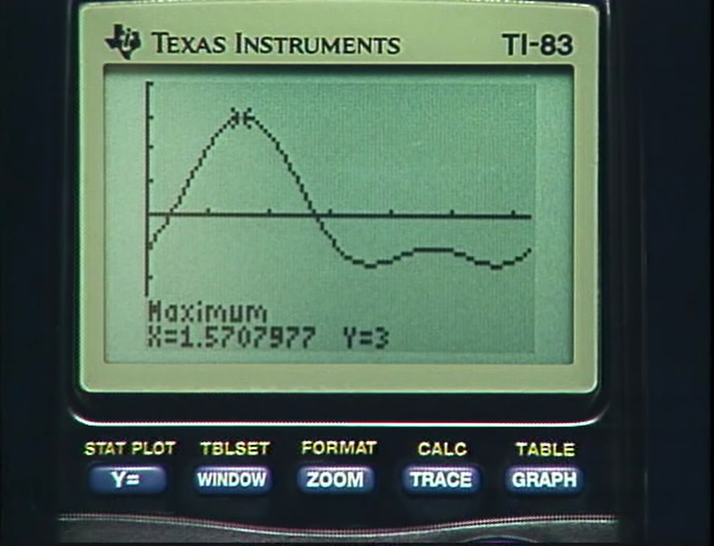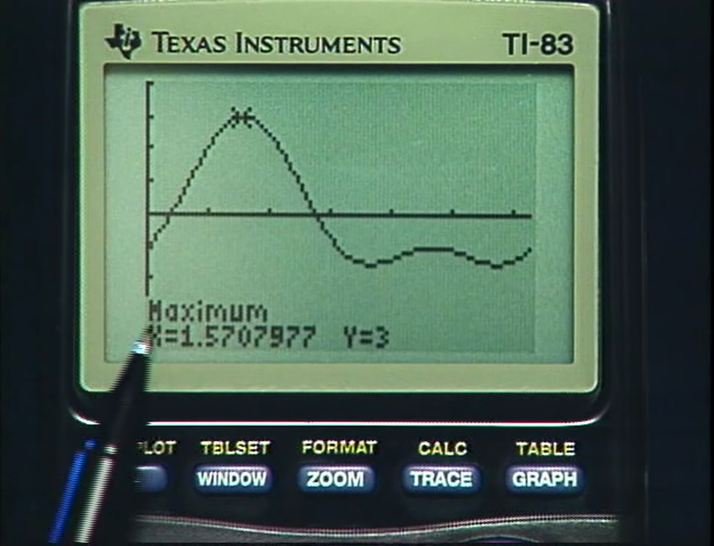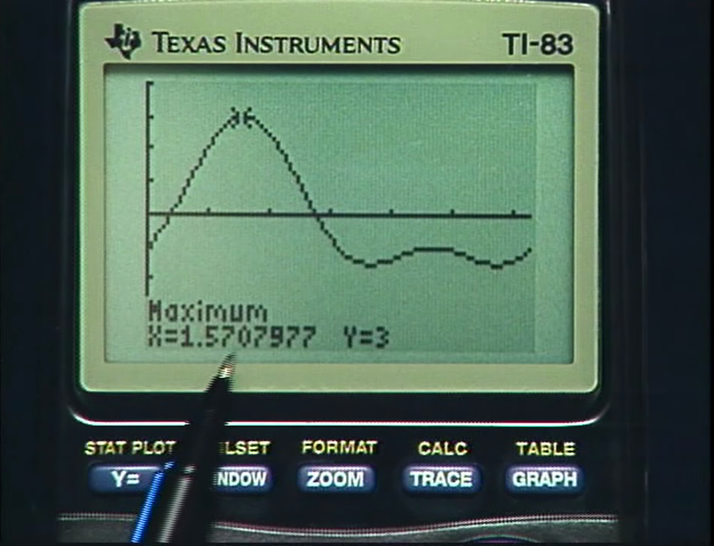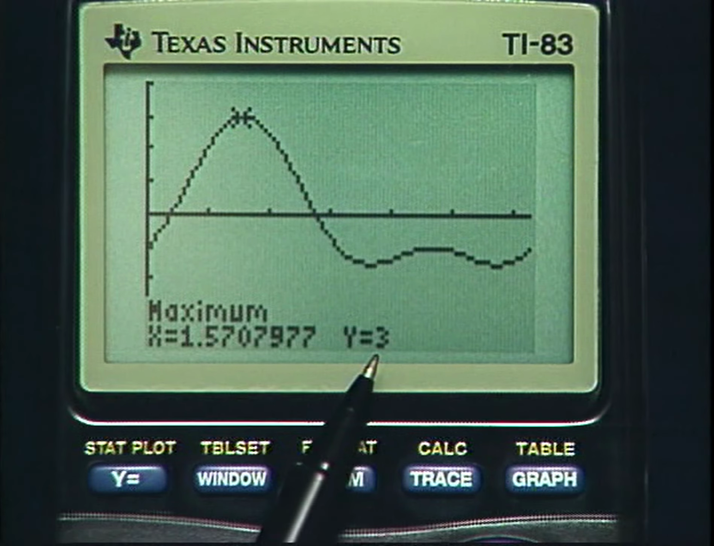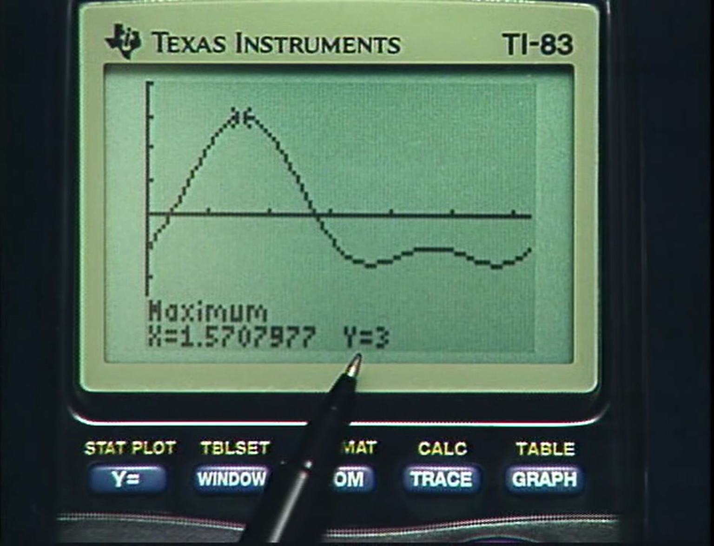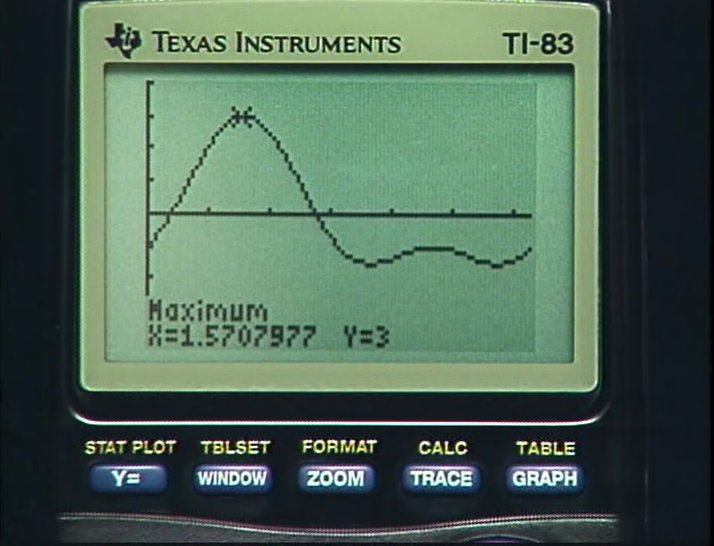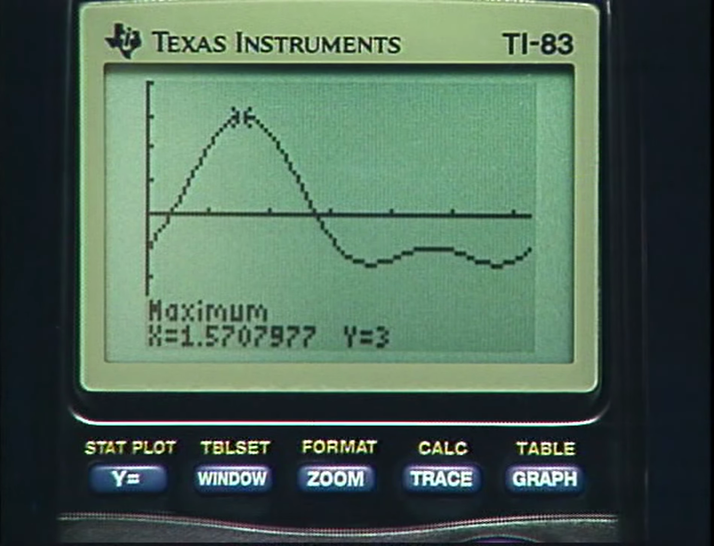But the maximum is at an x of 1.57 and so on, and the y component is 3. And the y value of 3 is what we're looking for. That's what we found earlier algebraically. So we're just verifying that here.